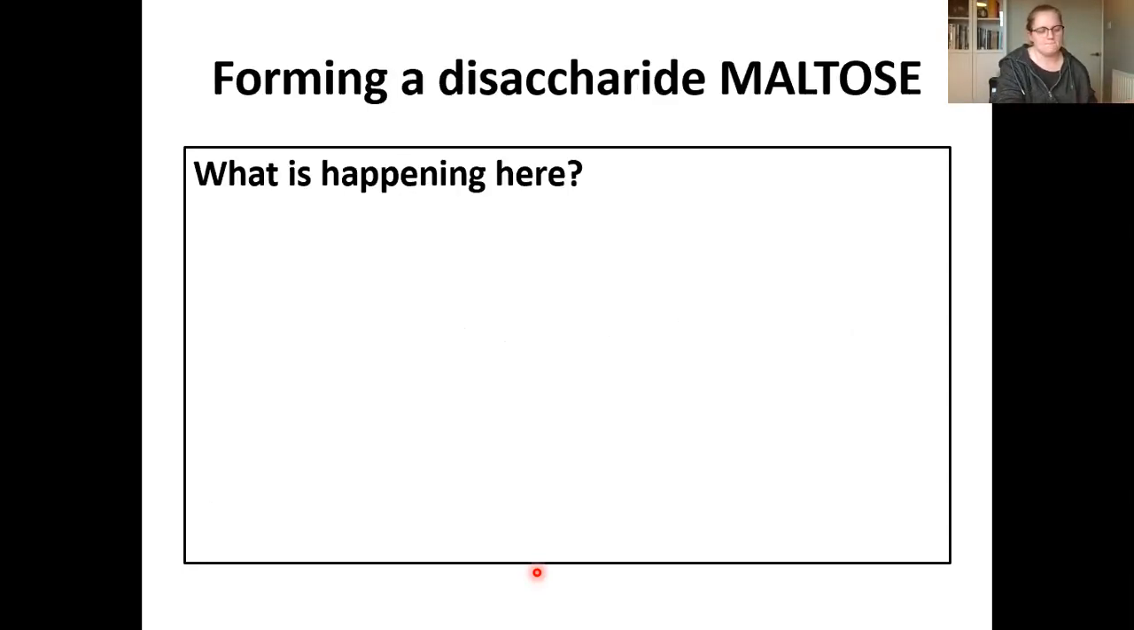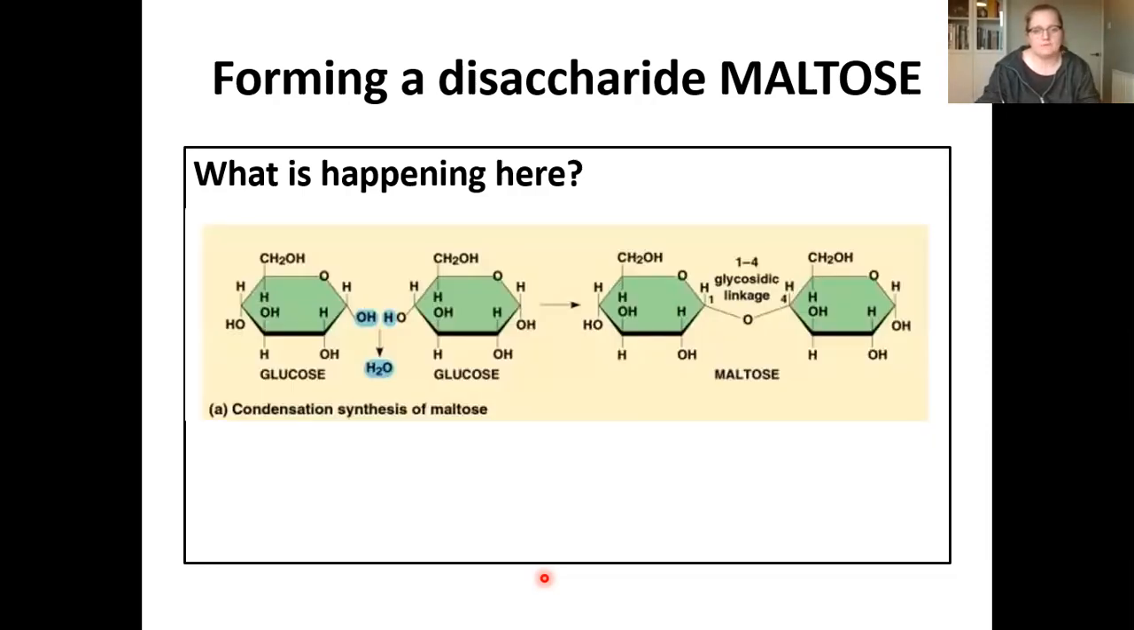So monomers, monosaccharides, we have loads of them. We have two. We want to form the disaccharide called maltose. What we do is we have two glucose molecules. Two glucose molecules can join together to make maltose. Maltose is a disaccharide. Here we have the prefix di, meaning two.